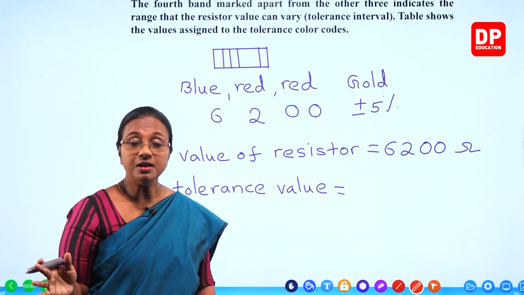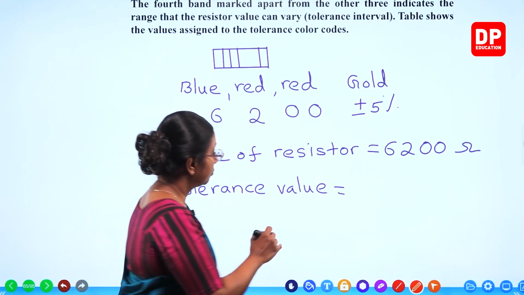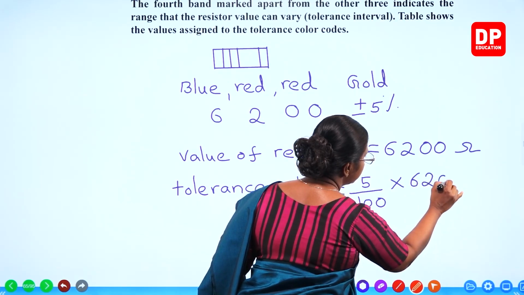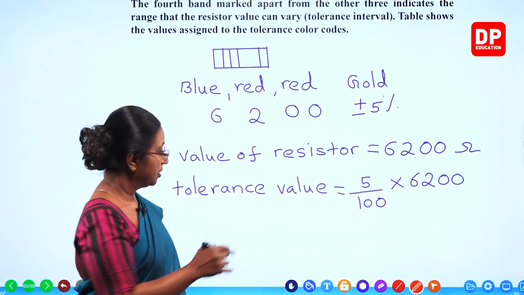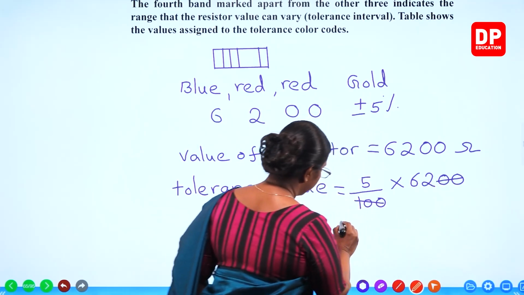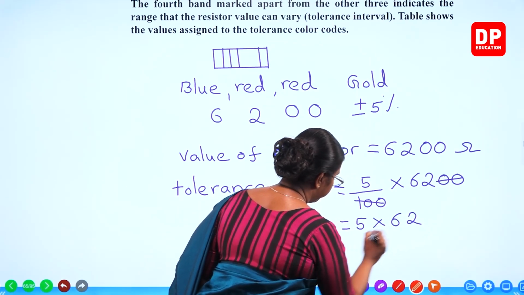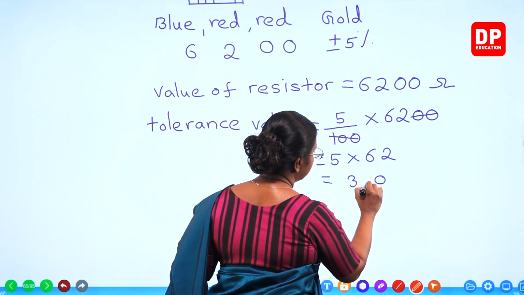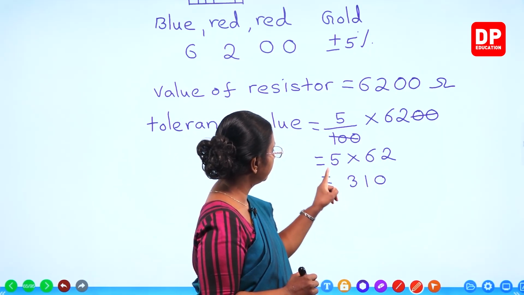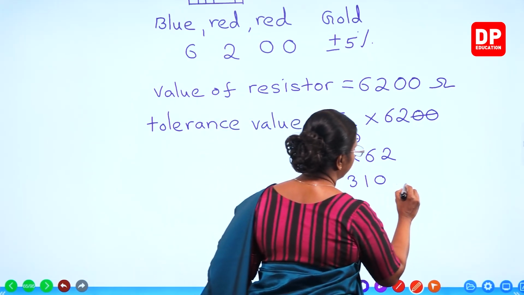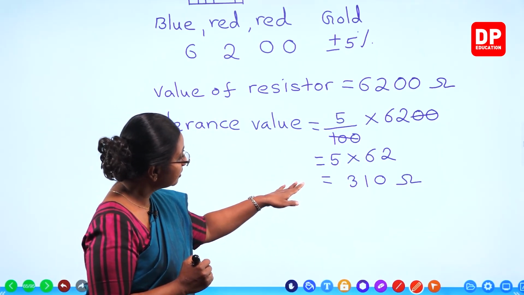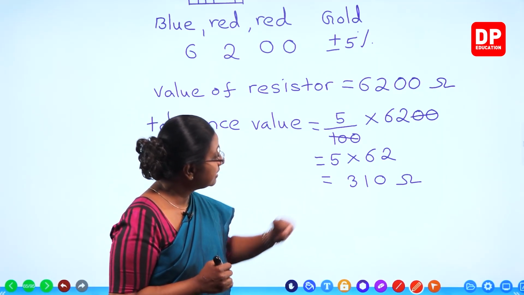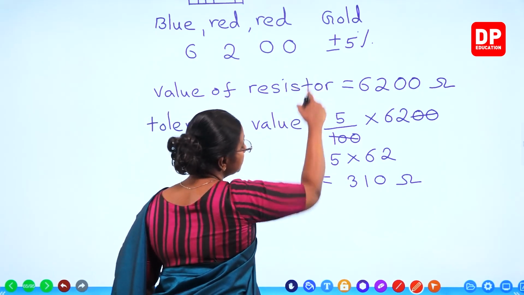If the resistance is 100, tolerance value is 5. So if it was 100, it would have been 5. But since it is 6200, we need to find the value. So here we can simplify 100 and 0. So we have 5 into 62. That is going to be 310. 5 into 2, 10, 0. Then 30 plus 1, 31, and that is also going to be in ohms. So that is the tolerance value. We have calculated the value of the resistor 6200. This is 310 ohms. Now it says plus or minus 5%.